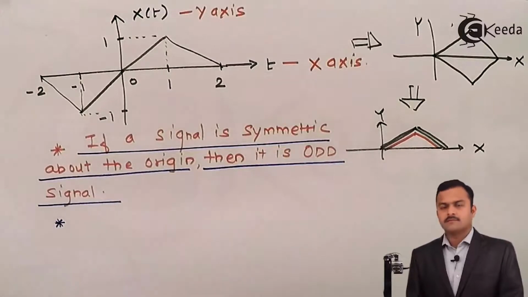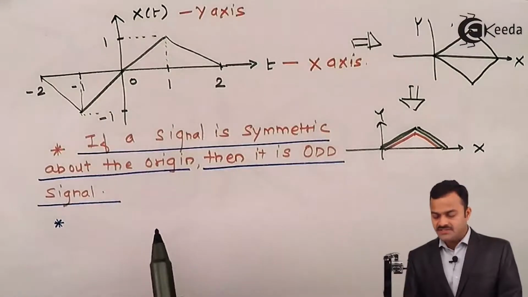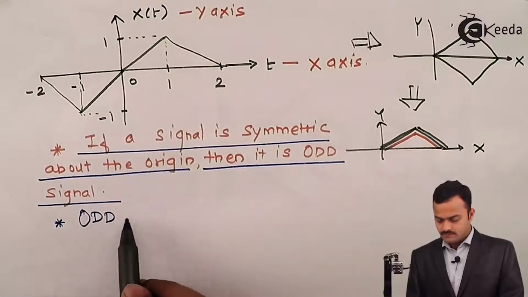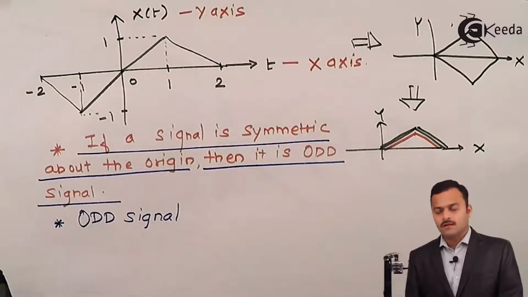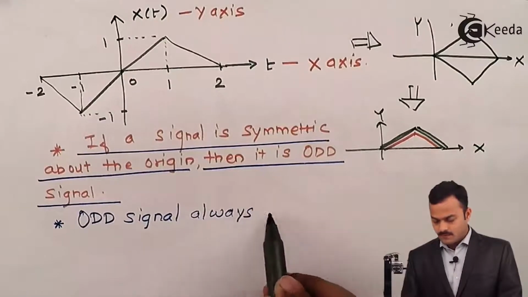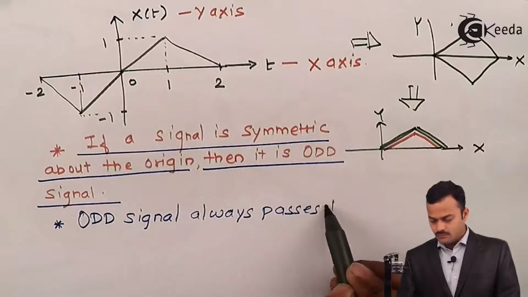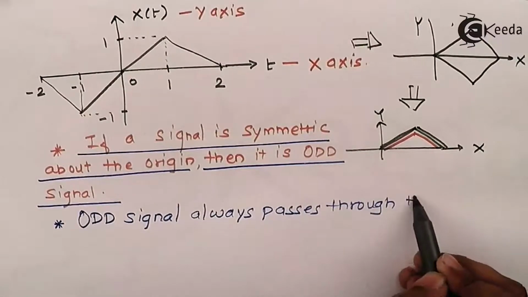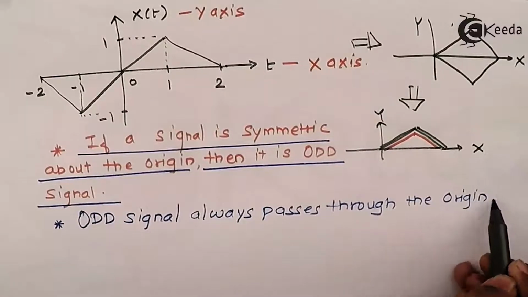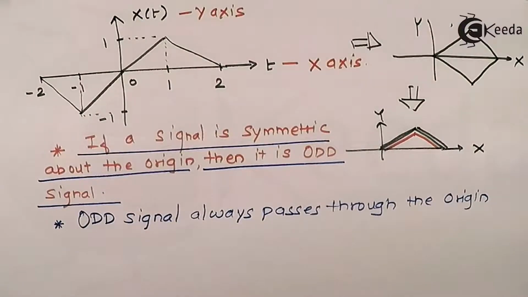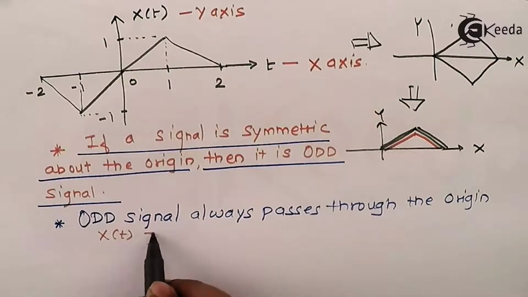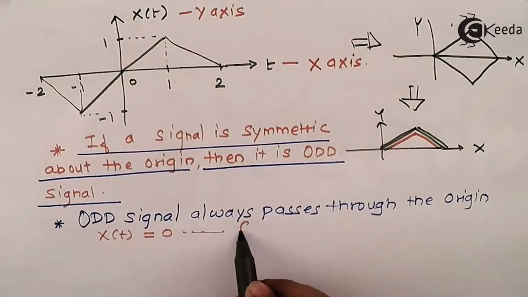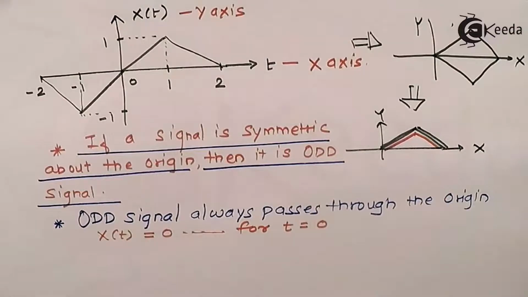One more observation we can draw from over here, and that observation is odd signal always passes through the origin. It is the most important property of odd signal. Odd signal always passes through the origin. Meaning, in the mathematical term, I can say x of t will always be equal to 0 for t equal to 0. This is true for each and every odd signal.